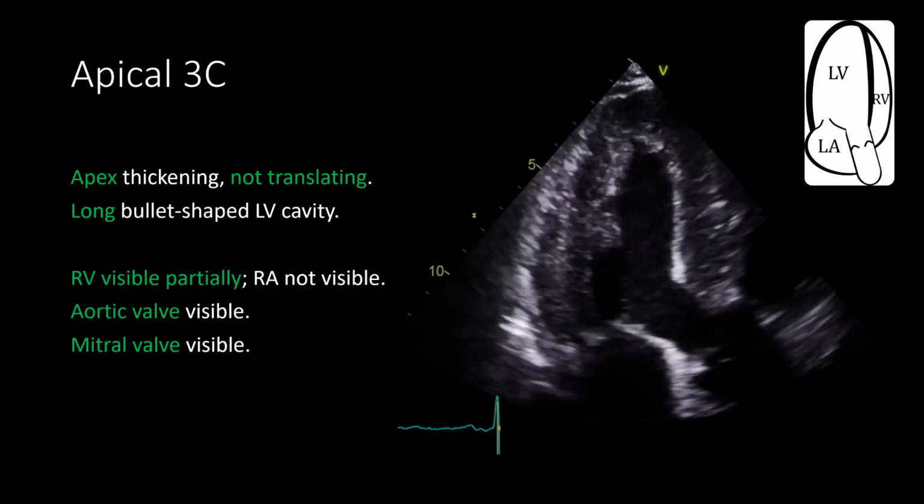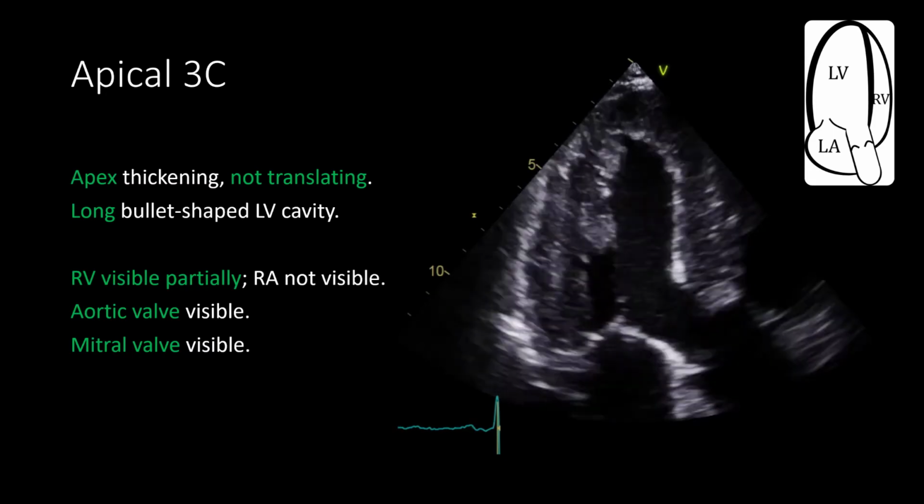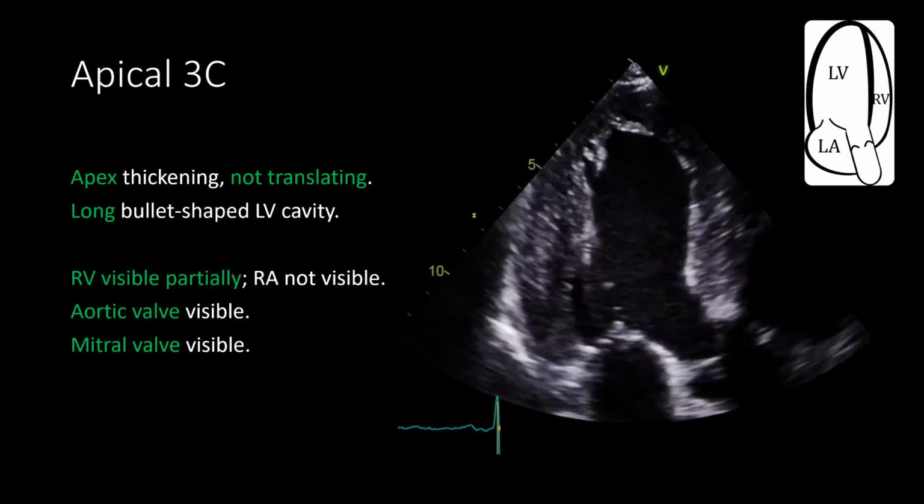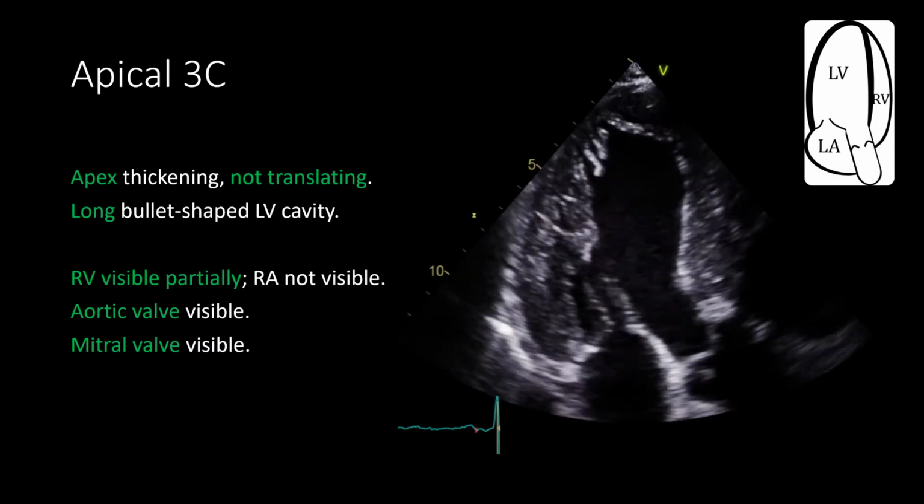The apical three-chamber view is essentially a parasternal long axis view seen from the apex, with the obvious difference being a fully visible apex. As such, standardizing it is essentially the same as any apical view for the left ventricle and the parasternal long axis view for other structures.